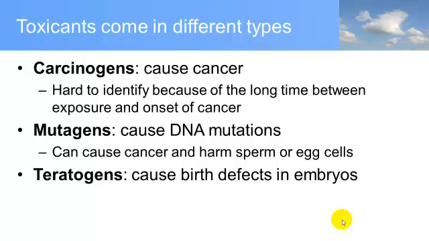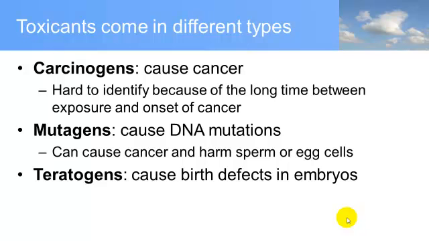Mutagens are chemicals that cause DNA mutations, and despite what you may have seen in popular movies, they don't give you the ability to shoot laser beams out of your eyes or have claws sticking out of your arms. Mostly they cause damage that can lead to certain types of cancer, as well as damaging sperm or egg cells, which can lead to birth defects as well.